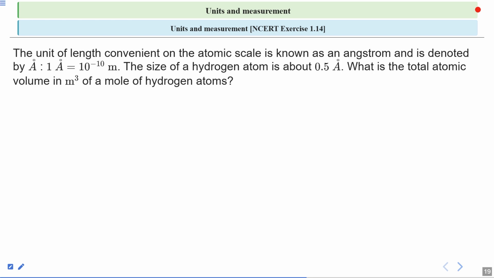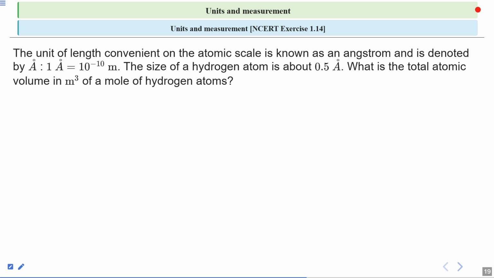The unit of length convenient on the atomic scale is known as an angstrom, and is denoted by Å. 1 angstrom equals 10 raised to minus 10 meter. The size of a hydrogen atom is about 0.5 angstrom. What is the total atomic volume in meter cube of a mole of hydrogen atoms?